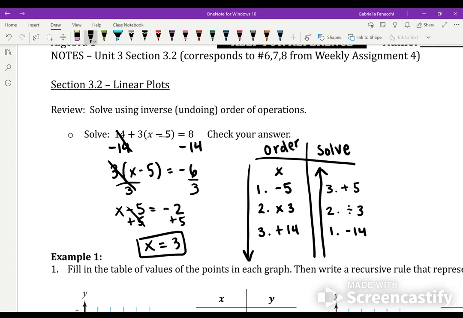So each time that I'm explaining these problems now in class, I'm going to go ahead and do the table on the side. Again, you go from top to bottom, what's happening with x first, and then you do the opposite to get your answer.